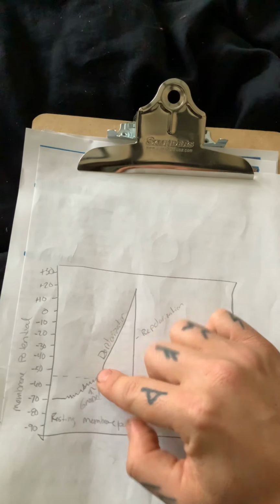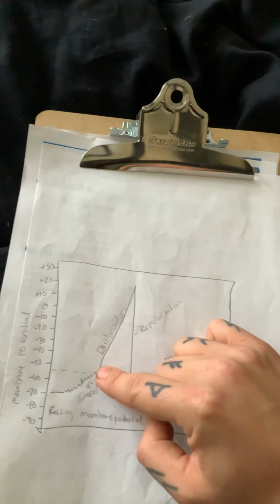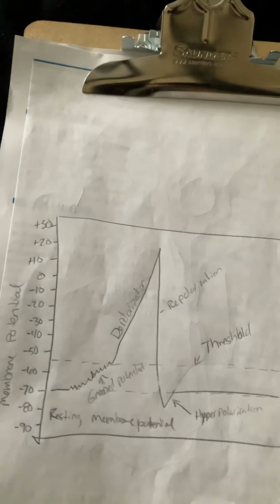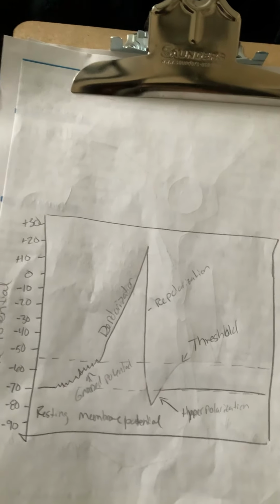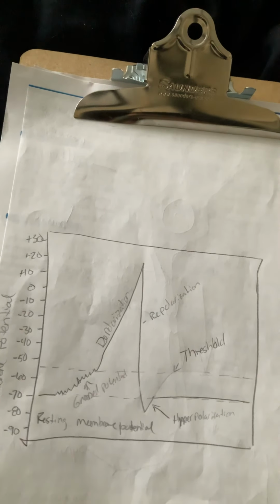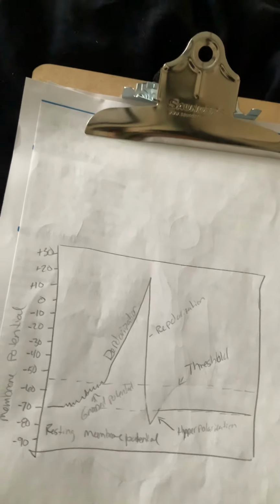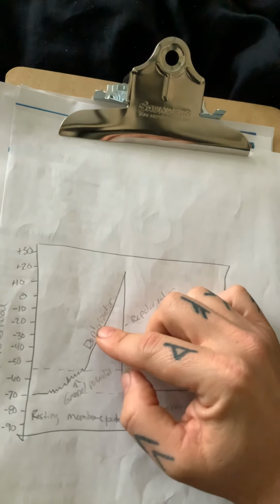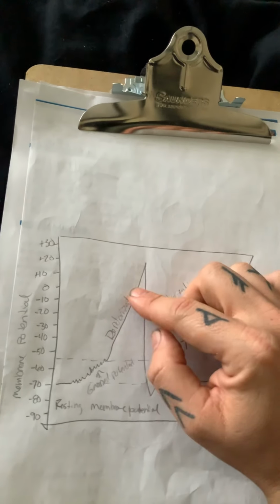But once the action potential is initiated, while the action potential is going on, and until the actual closing of the voltage-gated sodium channels, that's what's called the refractory period, where it can't accept any more stimulus.